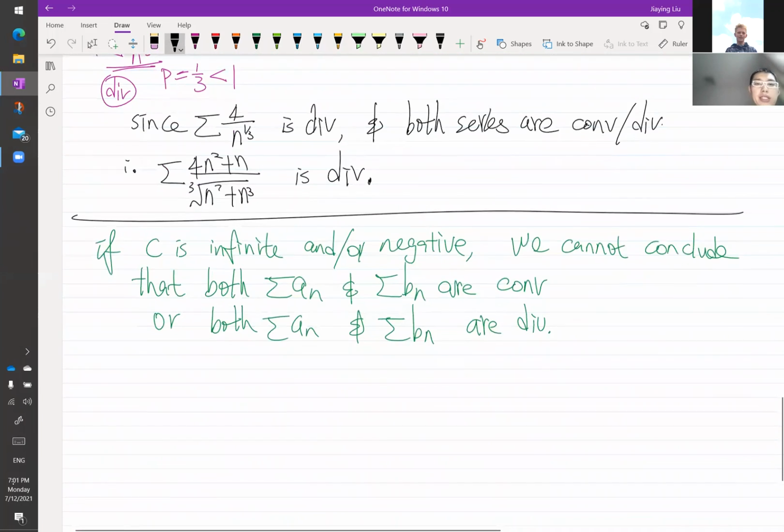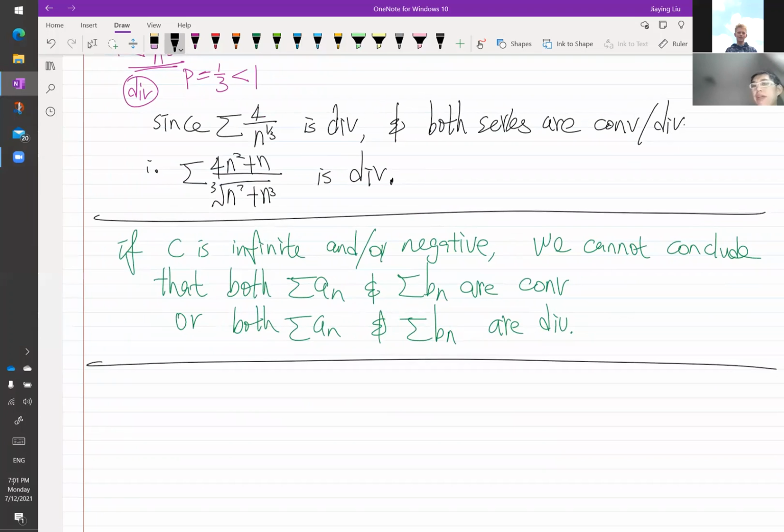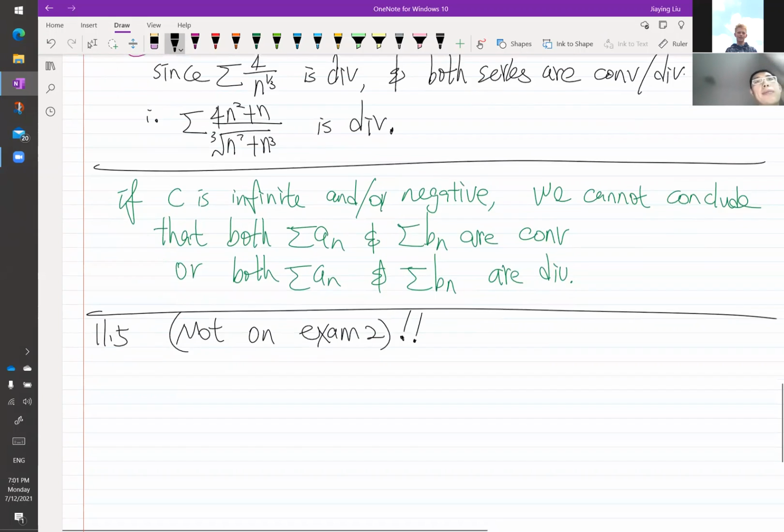All right. So that's all the material that will be on the exam. The stuff I'm going to cover next is not going to be on the exam. So 11.5 is not on the exam, but it will be on the quiz that's coming up.